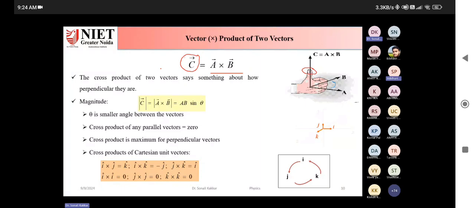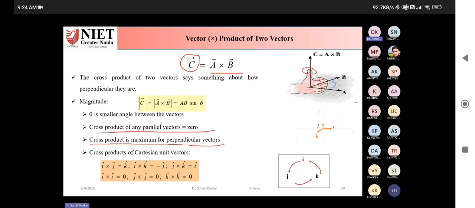And if these two vectors are parallel, then what will be the vector or cross product? Zero. Why? Because the angle will be 0 and sine theta will be 0. So the cross product or vector product is also 0. So basically for parallel vectors, the cross product is 0, and for perpendicular vectors, it is the maximum value.